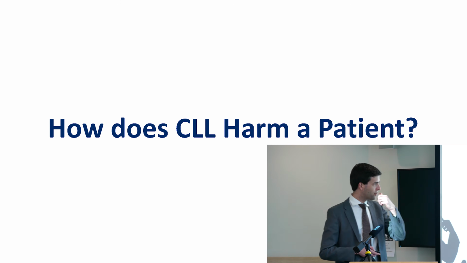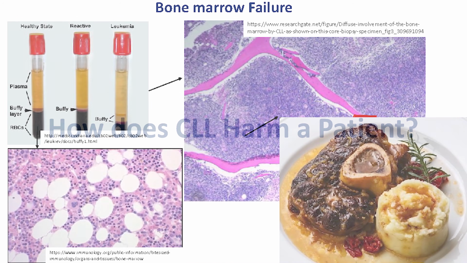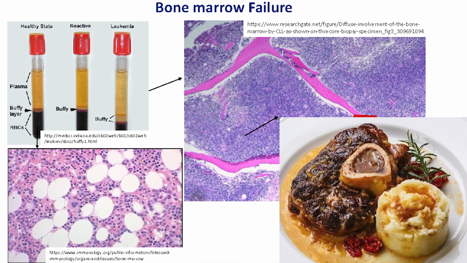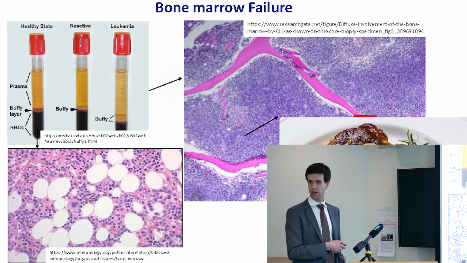So, why does CLL harm a patient? So the first way that it can harm a patient is bone marrow failure. So the bone marrow is the fatty bit in the middle of your bone. This is a shin bone of an ox. This is the bone marrow in between. So this is the structure of your bone that gives it its strength. This is where we make our blood. That's the blood factory. This here is a normal patient's bone marrow.